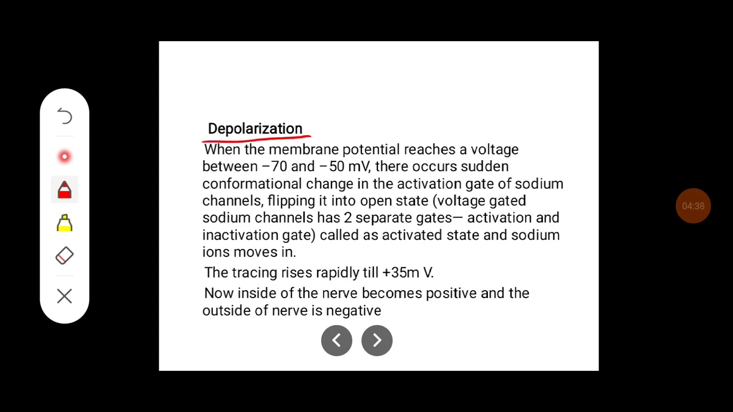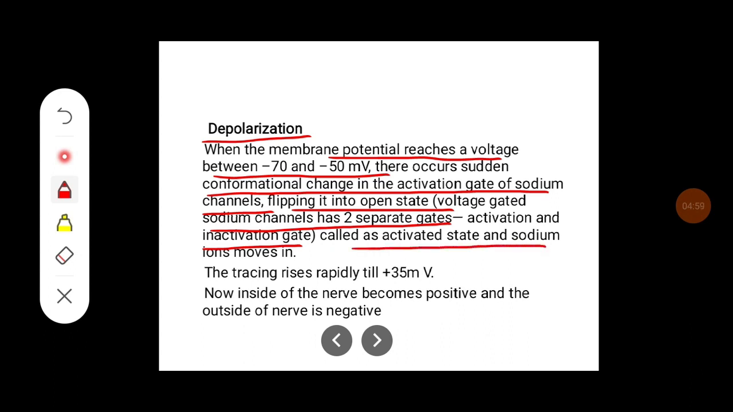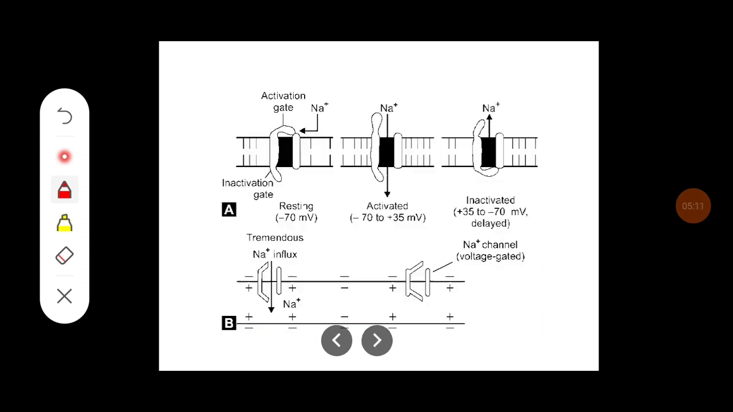Depolarization. When the membrane potential reaches the voltage between minus 70 to minus 50, there occurs a sudden conformational change in the activation gate of sodium channels, flipping into the open state. These are voltage gated sodium channels and have 2 separate gates, the activation and inactivation gate. In the activated state sodium ions are going to move in. The tracing rises rapidly till plus 35 millivolts. Now inside the nerve cell becomes positive and outside the nerve it is negative.